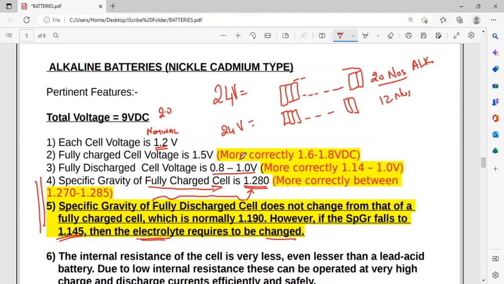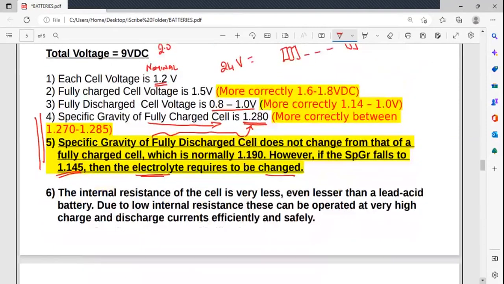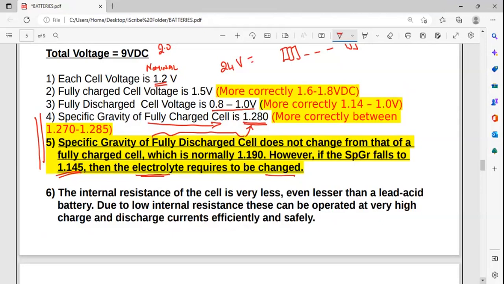Okay. So having seen that, point number 6: the internal resistance of the cell is very low, much lower than that of your lead acid battery. Remember, each equipment has its own internal resistance. We spoke about internal resistance in the sensors. Every single thing has its own internal resistance.